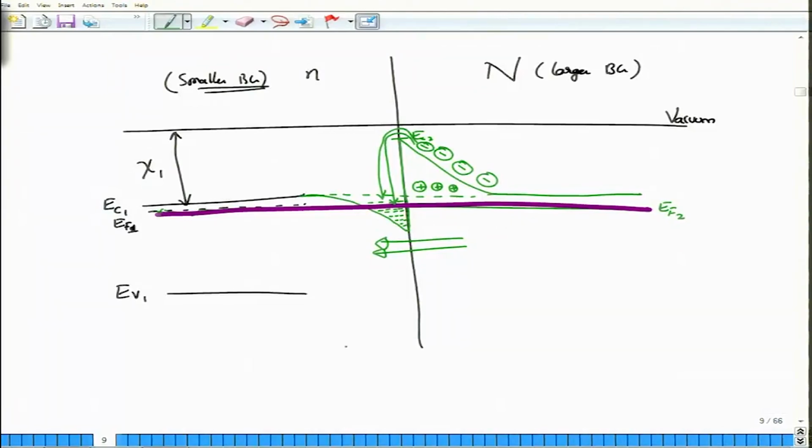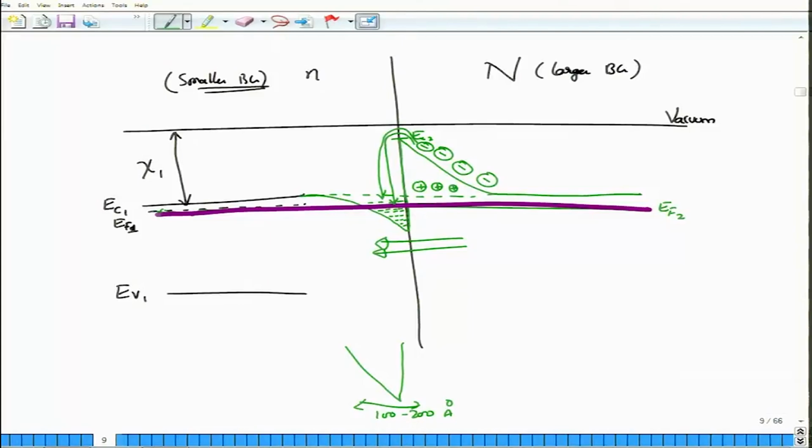You can show that when all theoretical things are considered and you calculate the parameters, this will actually be a triangular well, whose width is about 100 to 200 angstrom, not at all a large width, just about nanometers, a few tens of nanometers.